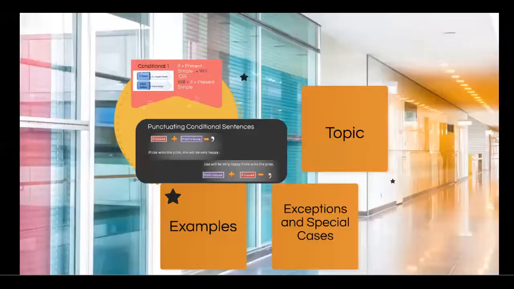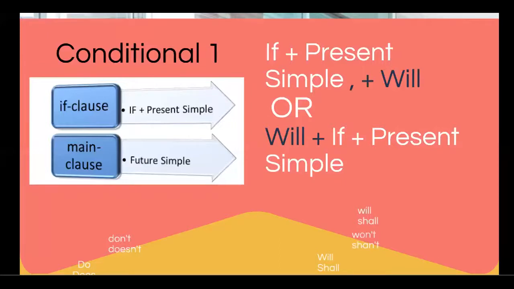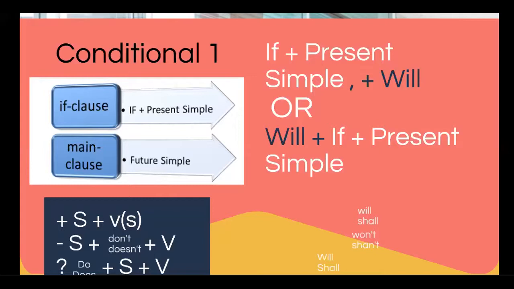Okay, let's look at the conditional 1 in more detail. First conditional sentences are used to express situations in which the outcome is likely to happen in the future. Note that in the if clause we use present simple: subject plus verb in a positive sentence, subject plus don't, doesn't plus verb in a negative sentence, and do, does plus subject plus verb in a question. And in the main clause, we use future simple.